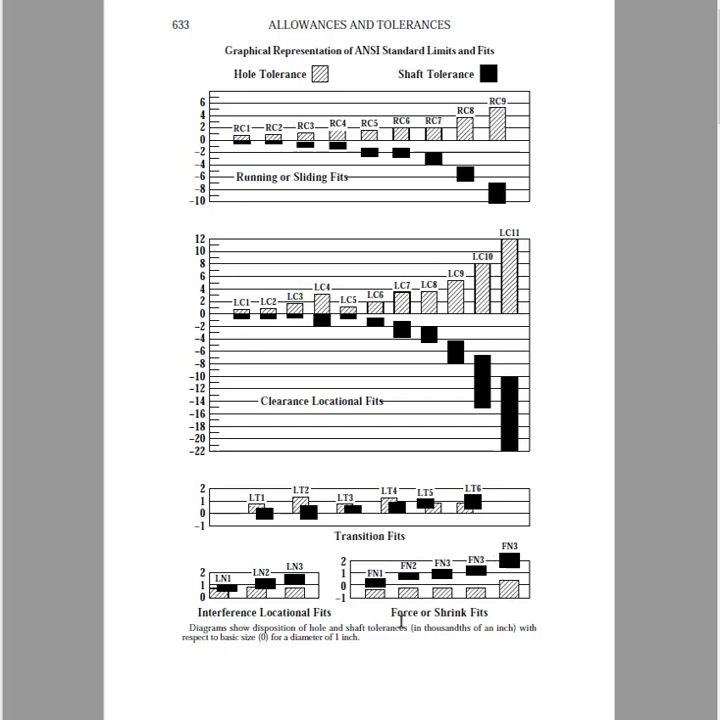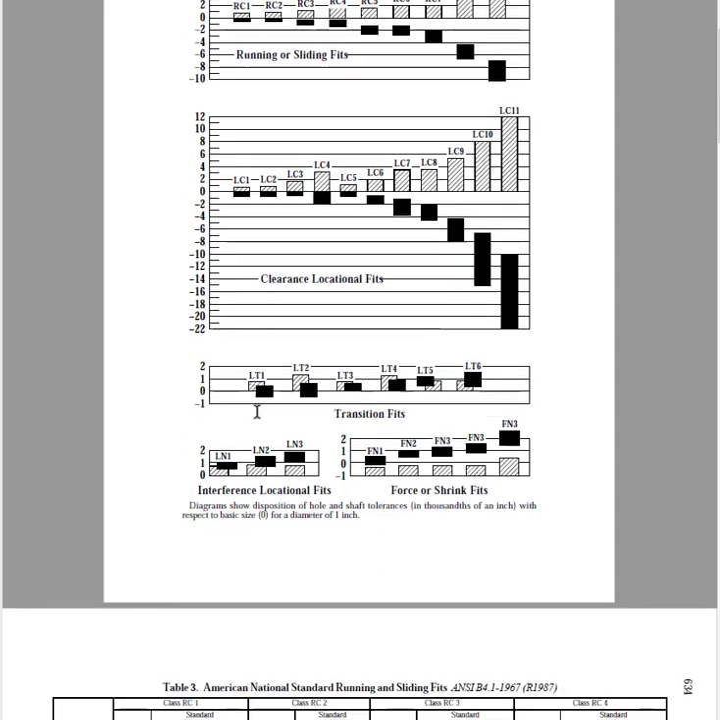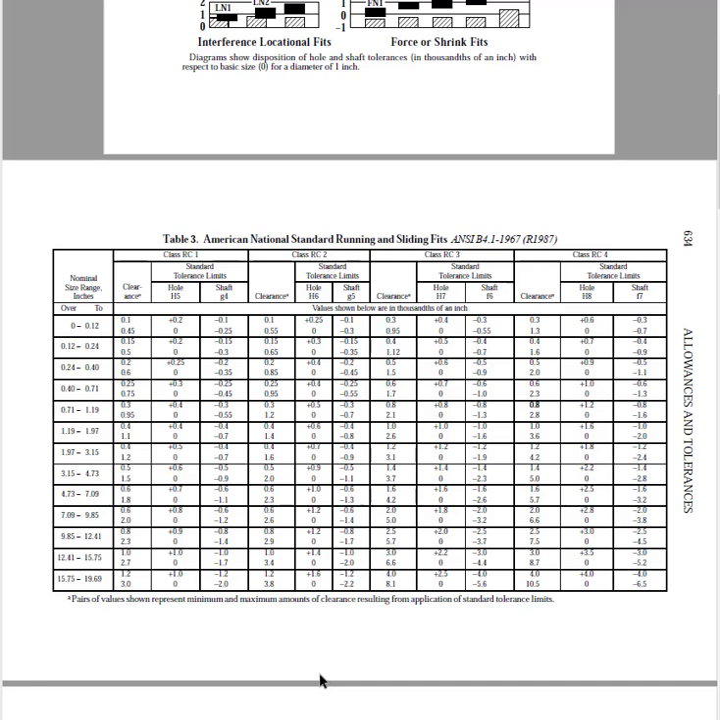Then over here are the force fits, FN1 through FN2, where you have to force the pin into the hole because, as you can see here, this would be the smallest hole, and it's going to be hard to put in. So these are the charts that decide what those clearances are. If the parts are bigger, they probably need more clearance. Somebody has worked all of this out.